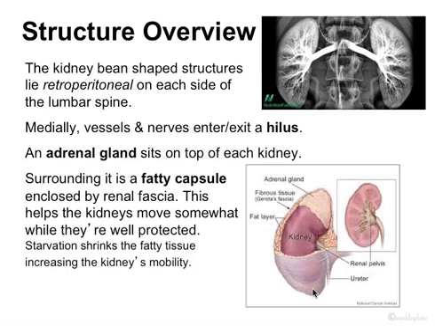And when we starve, the problem becomes that the fat that surrounds the kidneys is going to be utilized for energy, and that increases the kidney's mobility, and that makes them more vulnerable to damage.